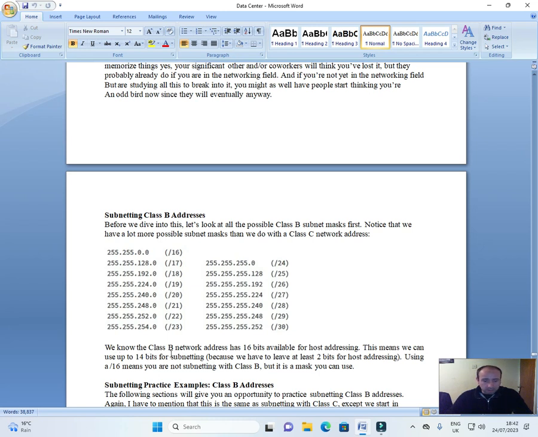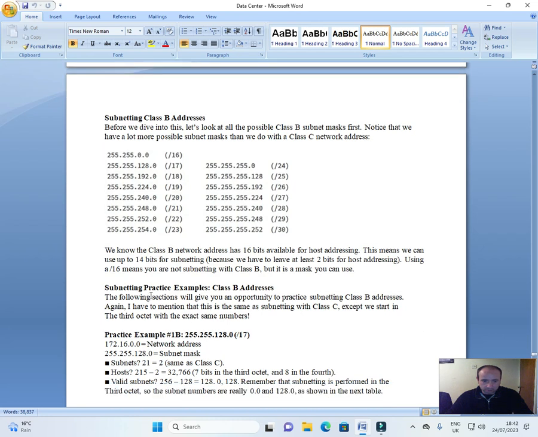We know the Class B network address has 16 bits available for host addressing. This means we can use up to 16 bits for subnetting because we have to have at least 2 bits for host addressing. Using a /16 means you are not subnetting with a Class B, but it is a mask you can use.